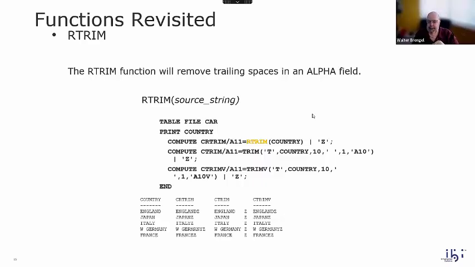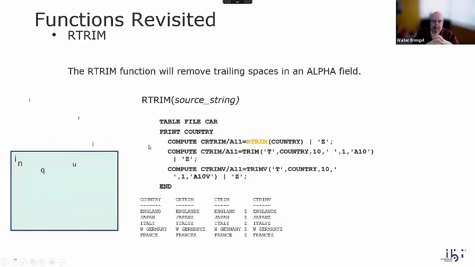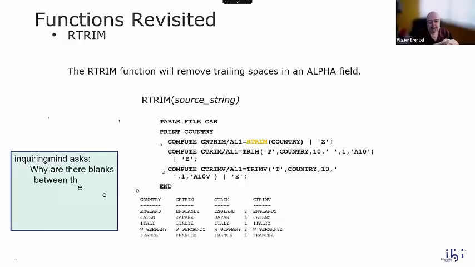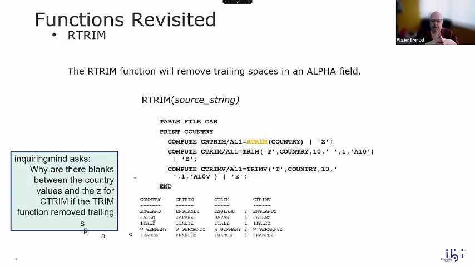All right, so notice in CRTRIM, the Z is sitting out on the right. There's the question I was looking for. Inquiring minds ask, why are there blanks between the country value and the Z for CTRIM if the TRIM function removed trailing spaces? And again, in that case, the country was an A10 format, so it includes the trailing spaces.